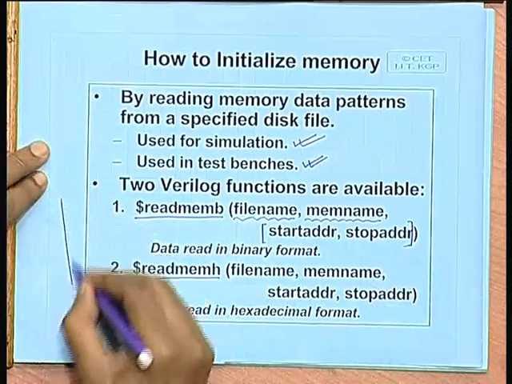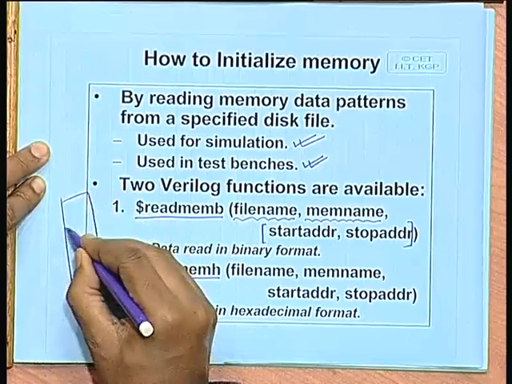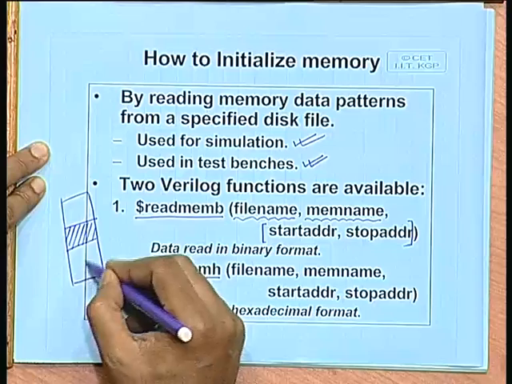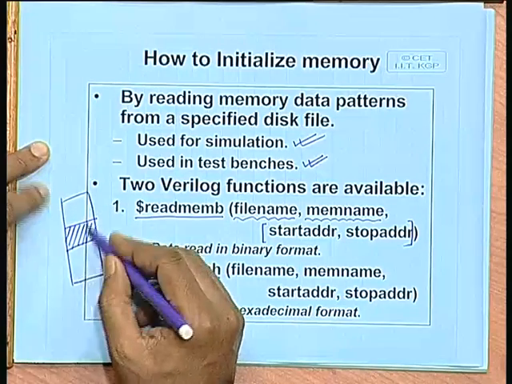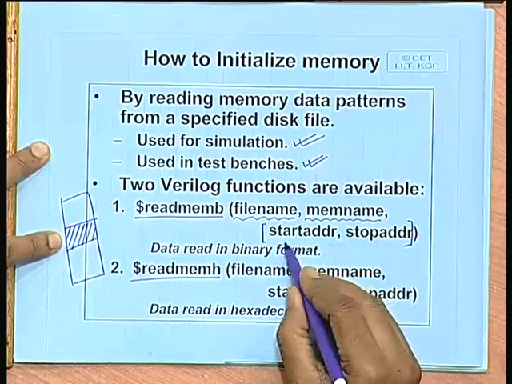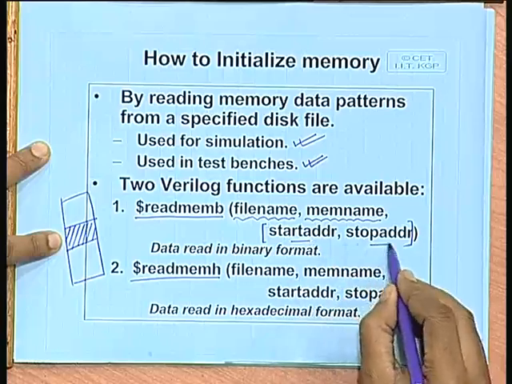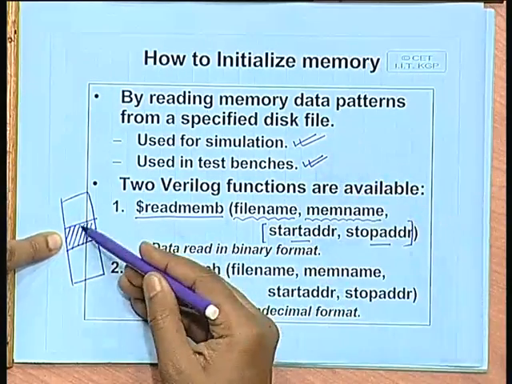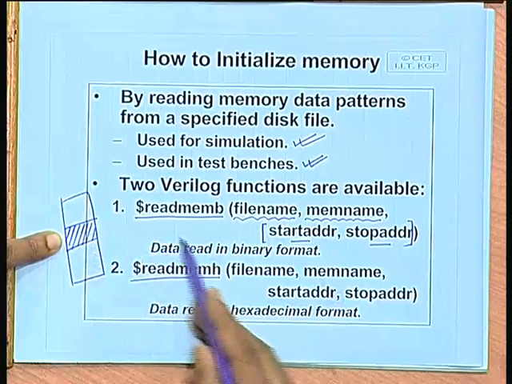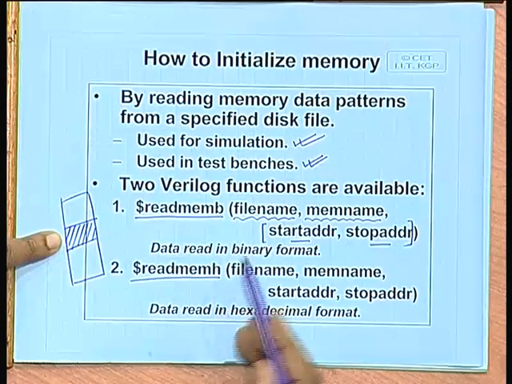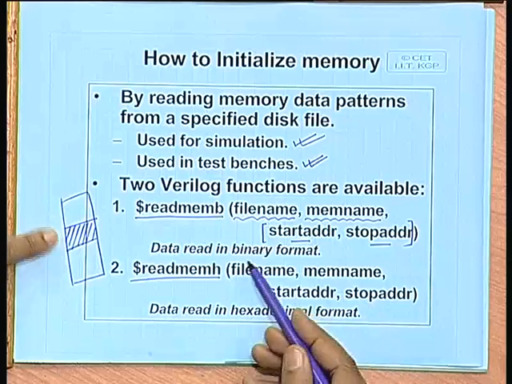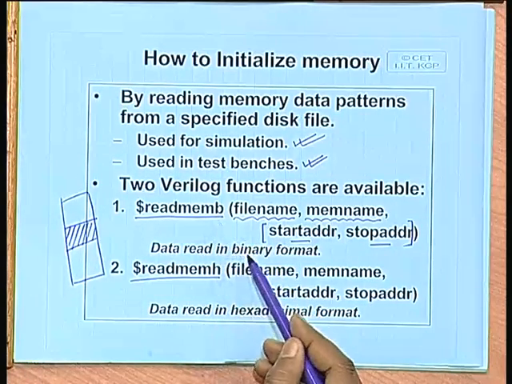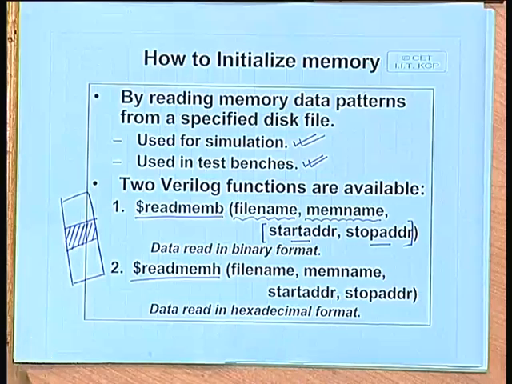So, if you have a bigger memory, you can choose to load only a certain part of it. The rest you will possibly be using as a scratch pad, so you need not initialize them. Okay. So, if you have such a requirement, you can specify both the starting and the stopping address of the memory, and the data which are read from disk will be loaded in this area. So, readmemb and readmemh are both similar in terms of usage. The difference, again, is that here we are using binary data, and here you are using hexadecimal data.